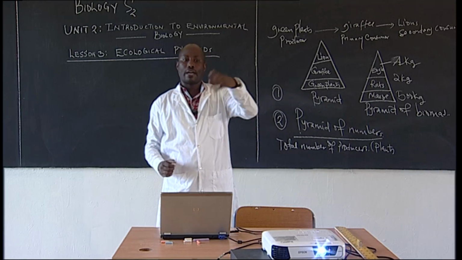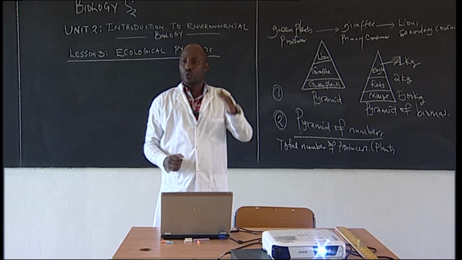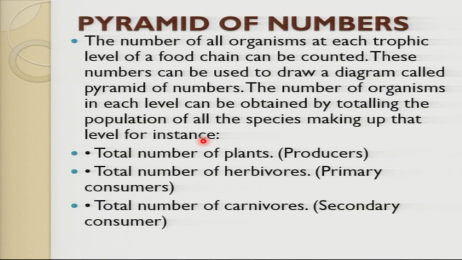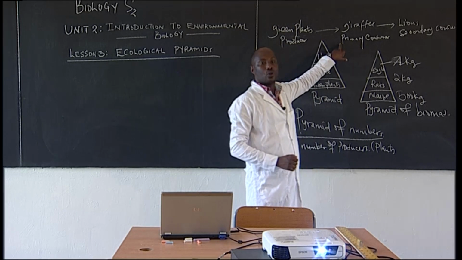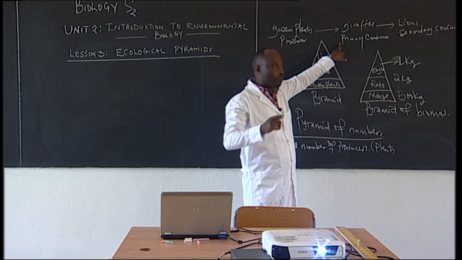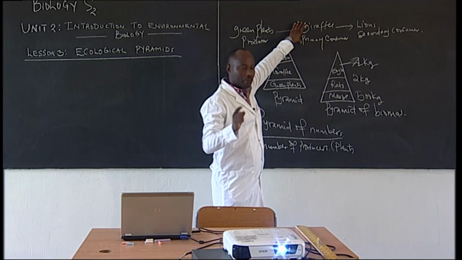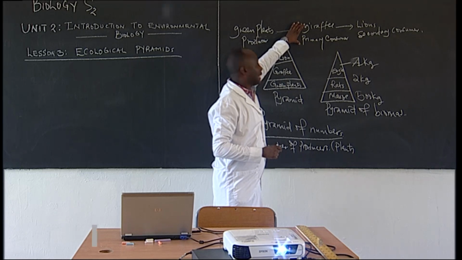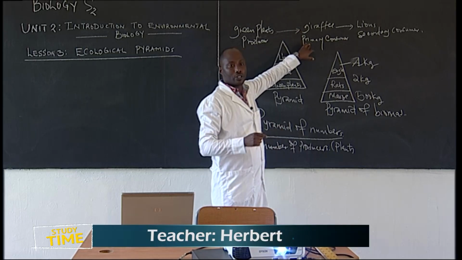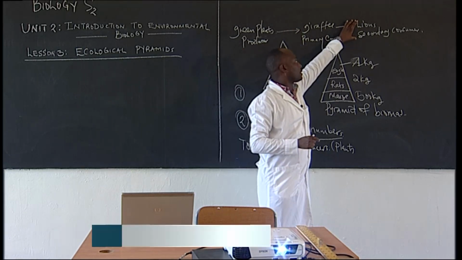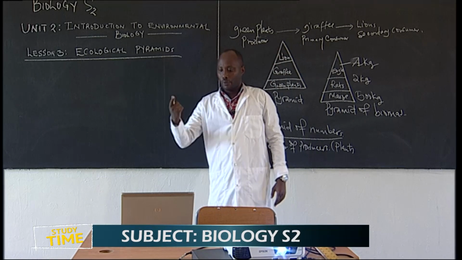We have a total number of carnivores. These are secondary consumers. We have producers, which are green plants. We have primary consumers, which are herbivores. The total number of these make what you call a pyramid of numbers. Are you with me, student? Excellent, if you are with me. A total number of giraffe in a particular pyramid are referred to as primary consumers. Then a total number of carnivores are referred to as secondary consumers. You are with me? If you are with me, that's good.